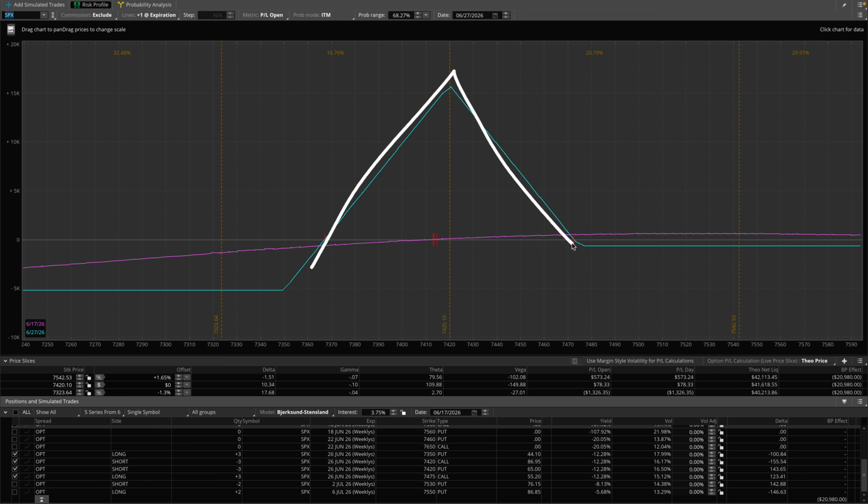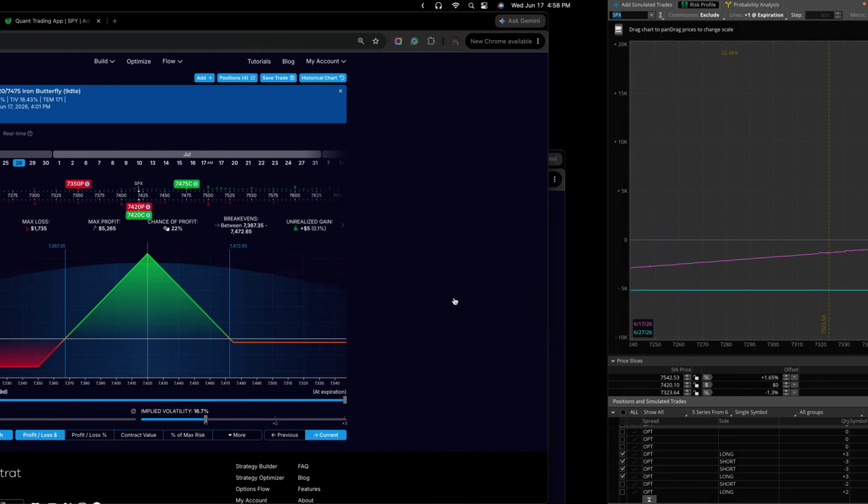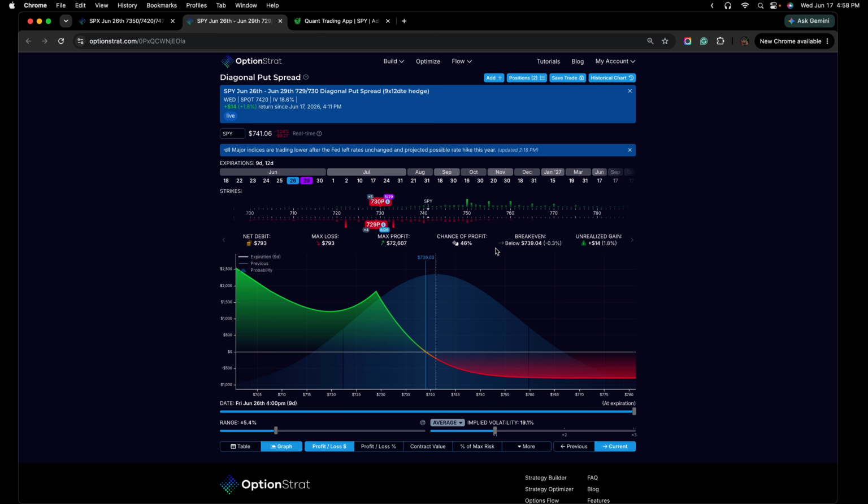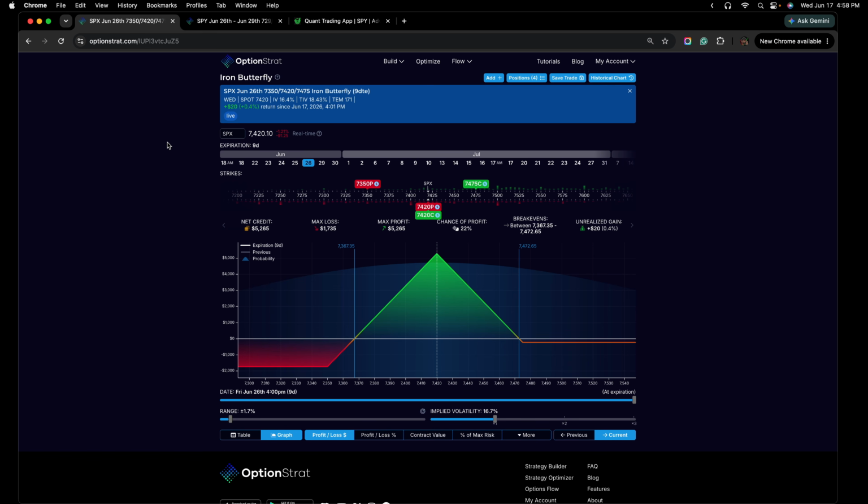This is an iron fly which I opened for next week. So this is it on option strat. I opened it as the market was closed today, so at 4:01 p.m. This is it on option strat here. I'm in 3 lots of the position. This for now is the hedge, which was opened a little bit after I opened the iron fly. So I'm using the SPY to hedge my SPX position.